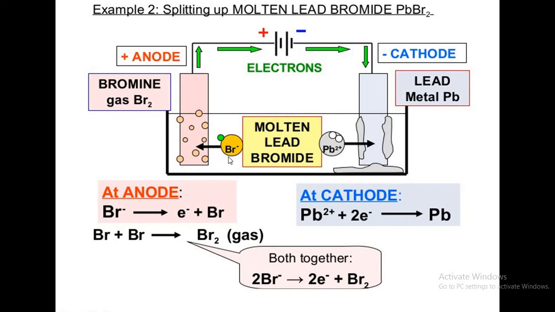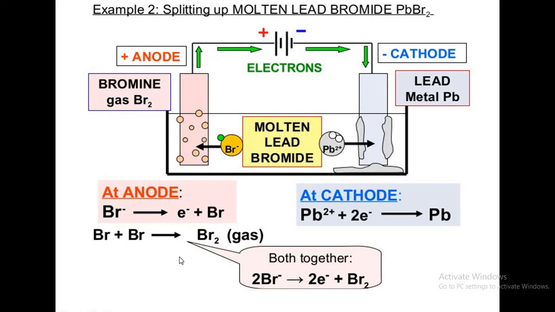The negative ions will move to the positive electrode, which is the anode, and will lose electrons there. These electrons travel through the wire and the battery and come to the cathode, and the positive ions, which are attracted to this negative electrode, gain the electrons. So bromide ions are getting oxidized and the lead ions are getting reduced. Here you see bromine gas is formed, and here lead metal is separated from its compound, lead bromide.